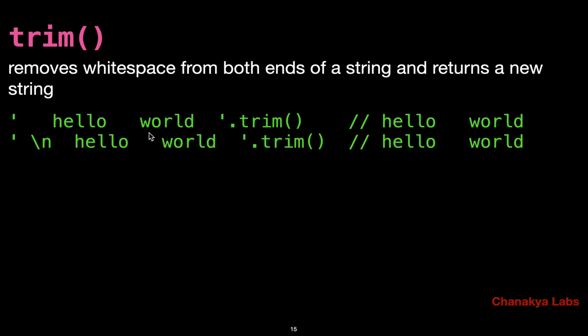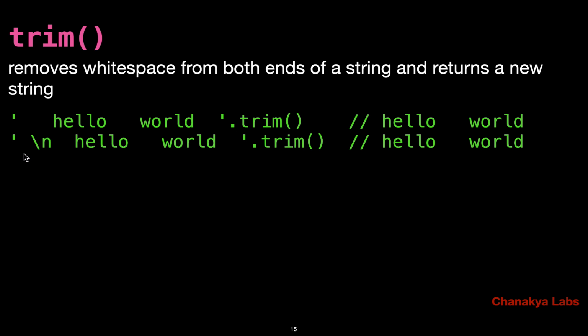The trimming is not only for spaces, it is for any white spaces. So other types of white spaces like tabs or new lines, all those things will be trimmed also, apart from spaces. So if some new line character is there, or you put some tab character, backslash t, everything will be trimmed. Only hello world remains. Okay, so this is trim.